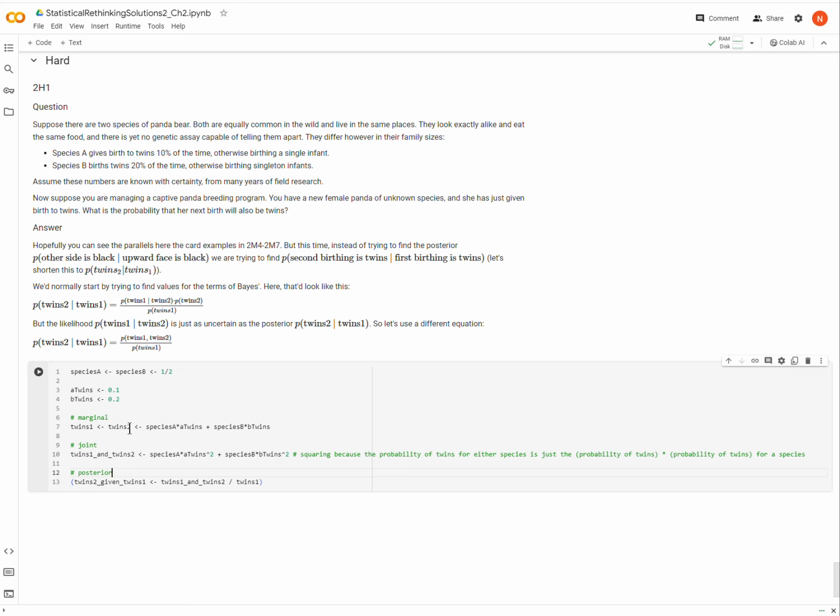And so now we can find our posterior. Twins 2 given twins 1, that's what we have here. I'm going to divide the joint probability here, twins 1 and twins 2, by the probability that the first birthing was twins, which is what we had here. And so if I run this, I get about 17%, or it would be 1 in 6.